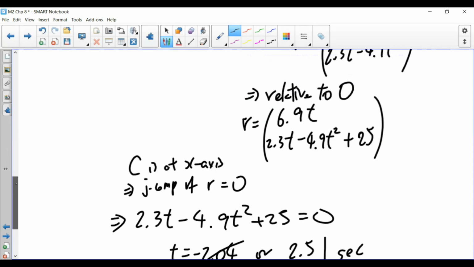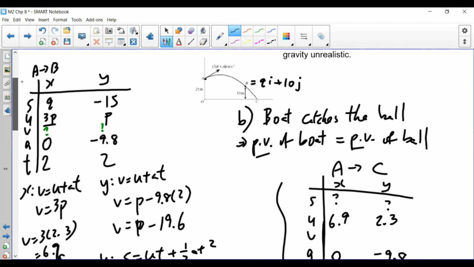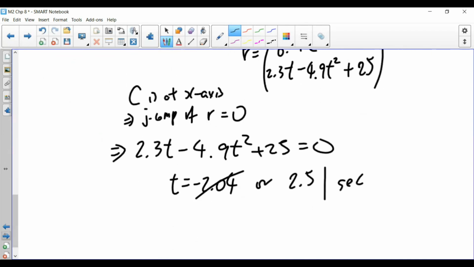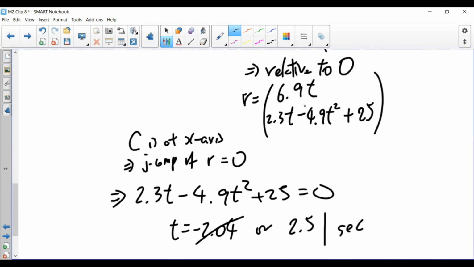Still, that's not enough because we're not interested in time. We're interested in the distance itself. So we want to find the distance from O to C. From O to C. So from O to C, we know the position here is 6.9.